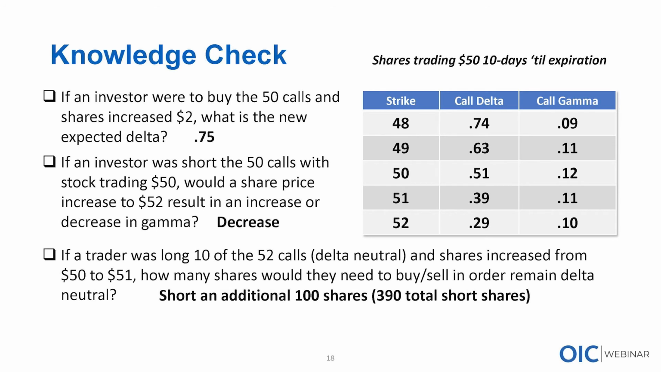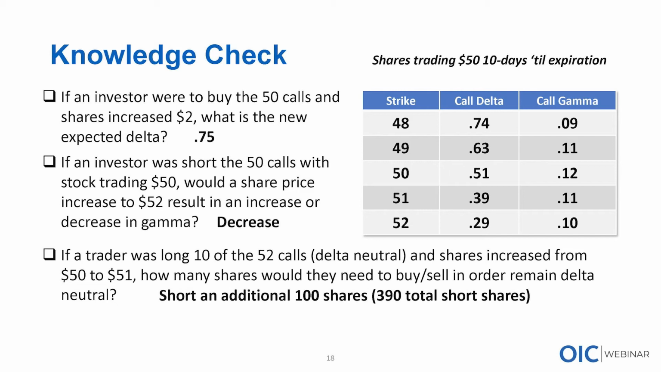Let's do another quick knowledge check. Shares are trading right around 50, 10 days to go to expiration. Let's say an investor were to buy the 50 calls and the shares increase $2. What would you expect the new delta to be? The shares go up by $2. So you can see the 50 calls have 51 deltas. Let's just say we bought one of those contracts. Now we're long 51 deltas. So based on the gamma, what do you think the new delta will be with the stock up $2?